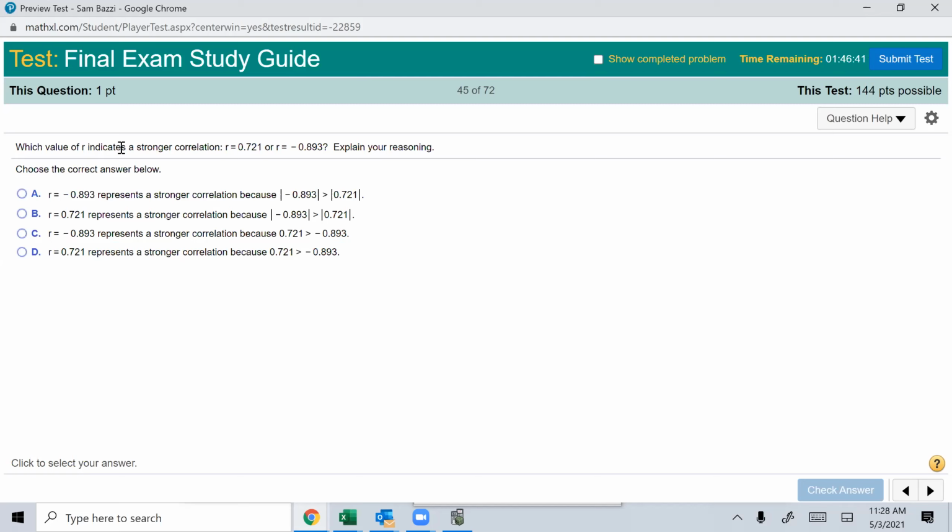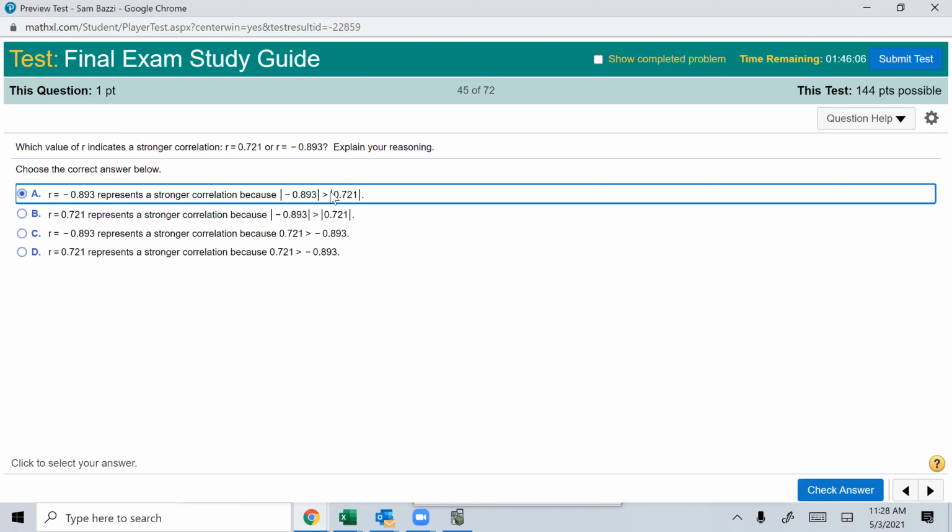Which value of r indicates a stronger correlation? What do you think, guys? Is it 0.721 or -0.893? Any feedback? 0.721. Why is that? It's closer to 1. What about -0.893? Isn't it closer to -1? Oh, yeah. It doesn't matter whether it is negative or positive, as long as it's closer to 1 or -1. So actually -0.893 is stronger because in absolute value, it's bigger than 0.721.